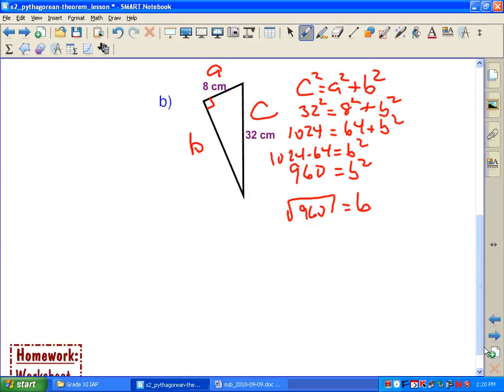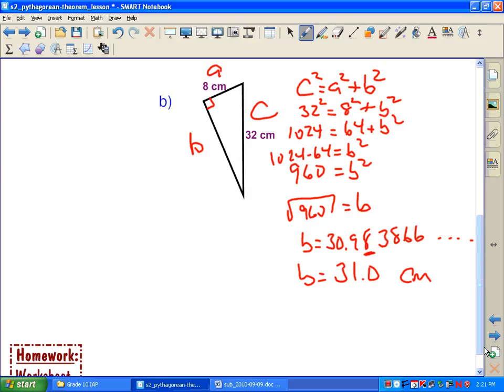So 960 shift square root, and we get 30.98386, blah, blah, blah. If we round that to one decimal place, it'll be 31.0, because that 8 bumps that 9 up to a 0, which bumps that 0 up to a 1. So 31.0 centimeters is the length of side B, the unknown side in the triangle.